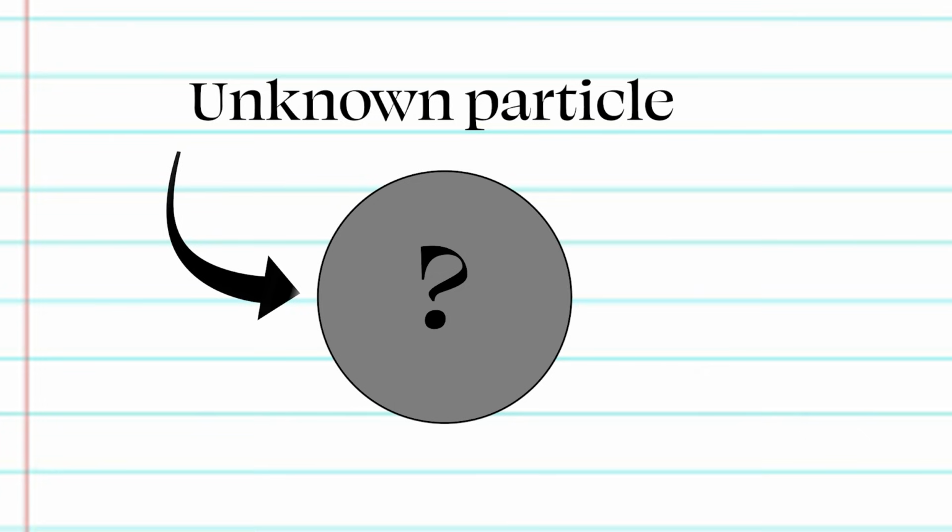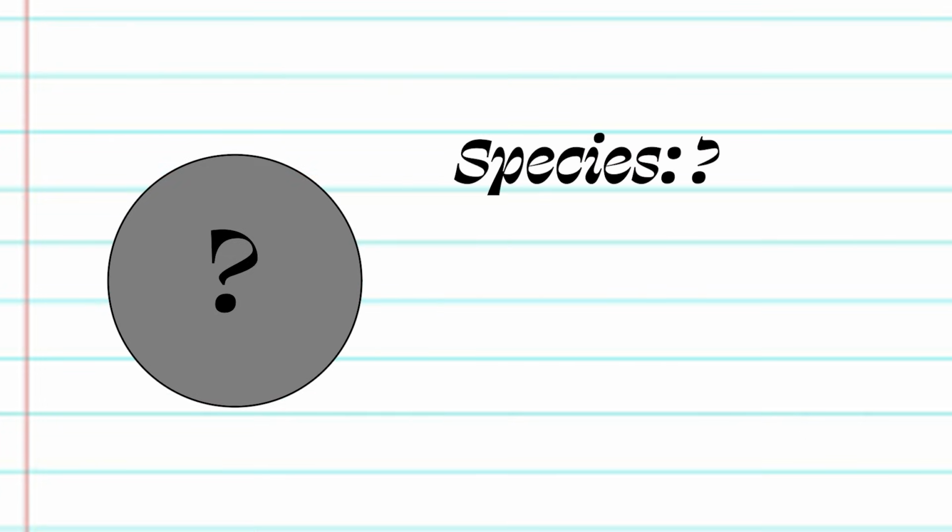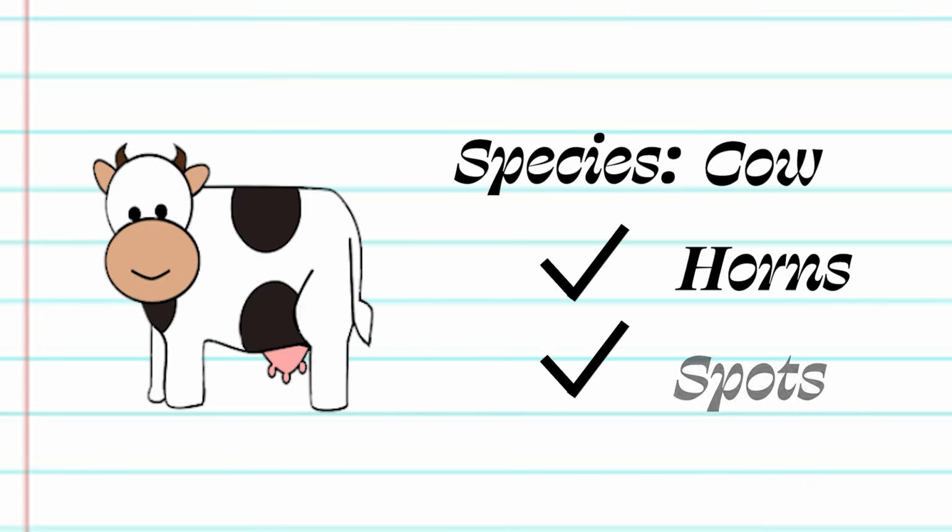A quantum state is a property of a particle. If our particle is an animal, then its state or property could be the species of that animal. For this example, the state of our animal is going to be a cow with horns and spots.